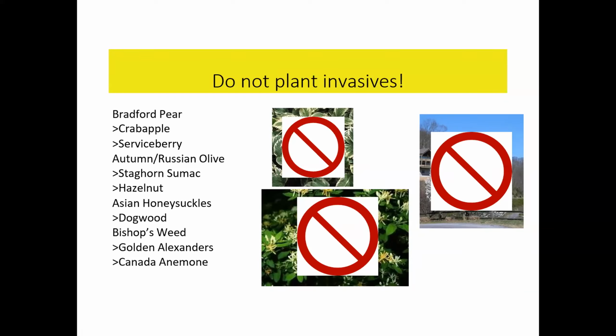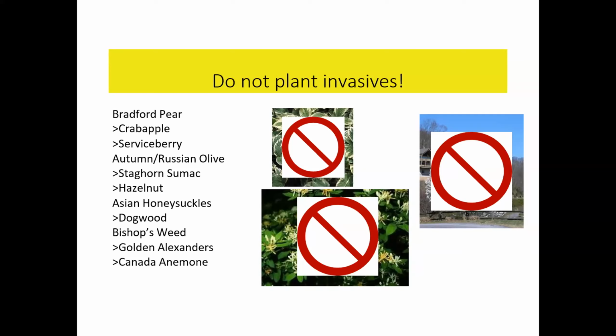If you have a Russian or autumn olive, or you desire that kind of grayish green willow-type look to a leaf, good replacements are staghorn sumac or hazelnut. And then Megan mentioned the Asian honeysuckles that have been planted everywhere. We thought they were a good thing, and about 30 years later, we found out they weren't so good. So our native dogwoods are excellent replacements.